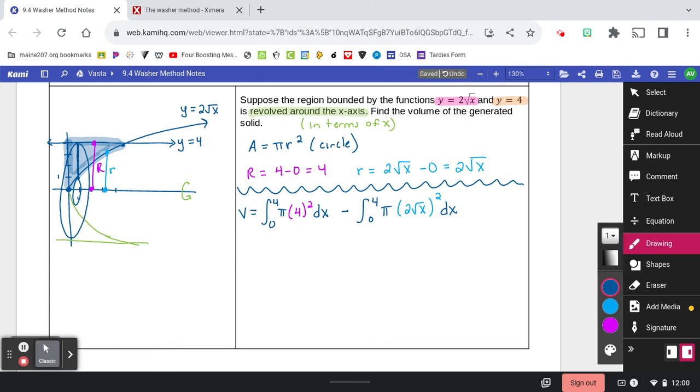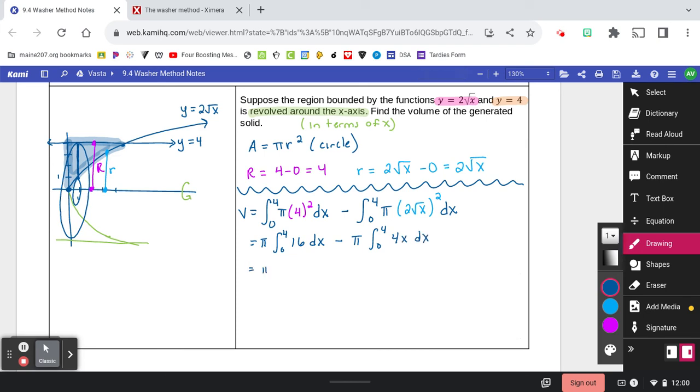Now I just need to go through the process of working out this integral without a calculator. The first thing I'm going to do is factor out the pi, and I'll deal with it later. If I factor out the pi, the first integral becomes the integral from 0 to 4 of 16 dx. And the second integral becomes pi times the integral from 0 to 4. If I square 2 square roots of x, I get 4x dx.